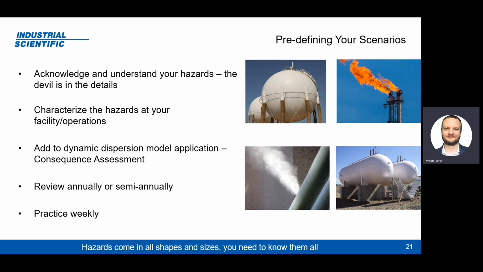This is accomplished by characterizing the hazards at our facility as well as in operations, loading and unloading from a dock. There's a much higher probability of spill there, turnaround and the probability of something going wrong, all of that. And we can add that to our dynamic dispersion model. This allows us to understand the consequence and the hazard. We can review this annually or semi-annually, depending on how we need to. And by practicing it weekly, we start to drill it into the heads of everyone. This is what I need to do during an emergency.